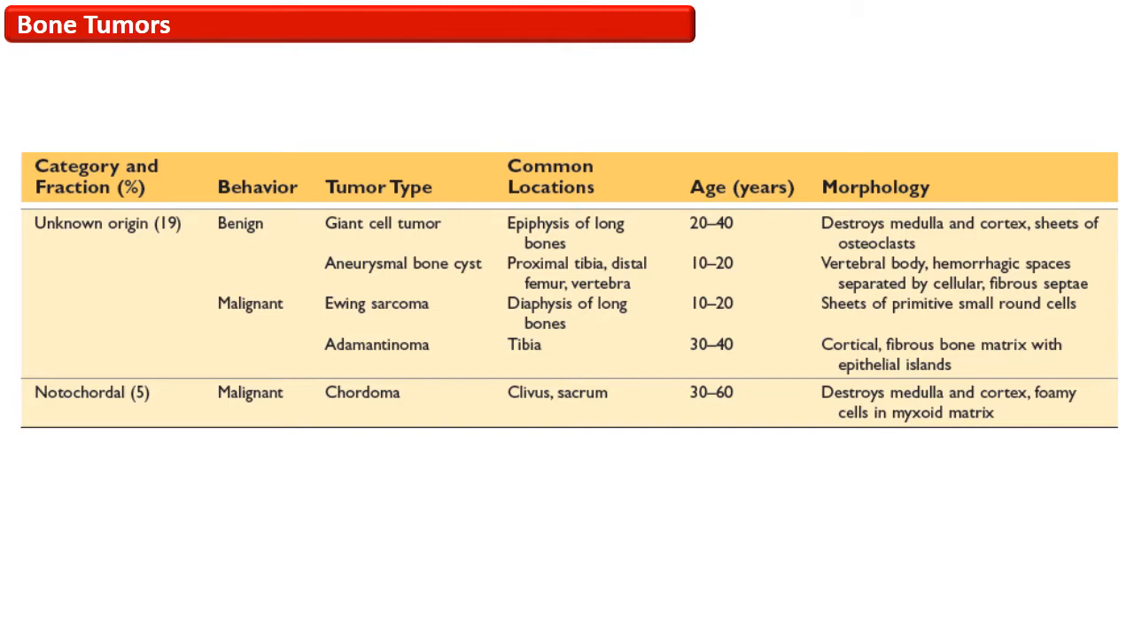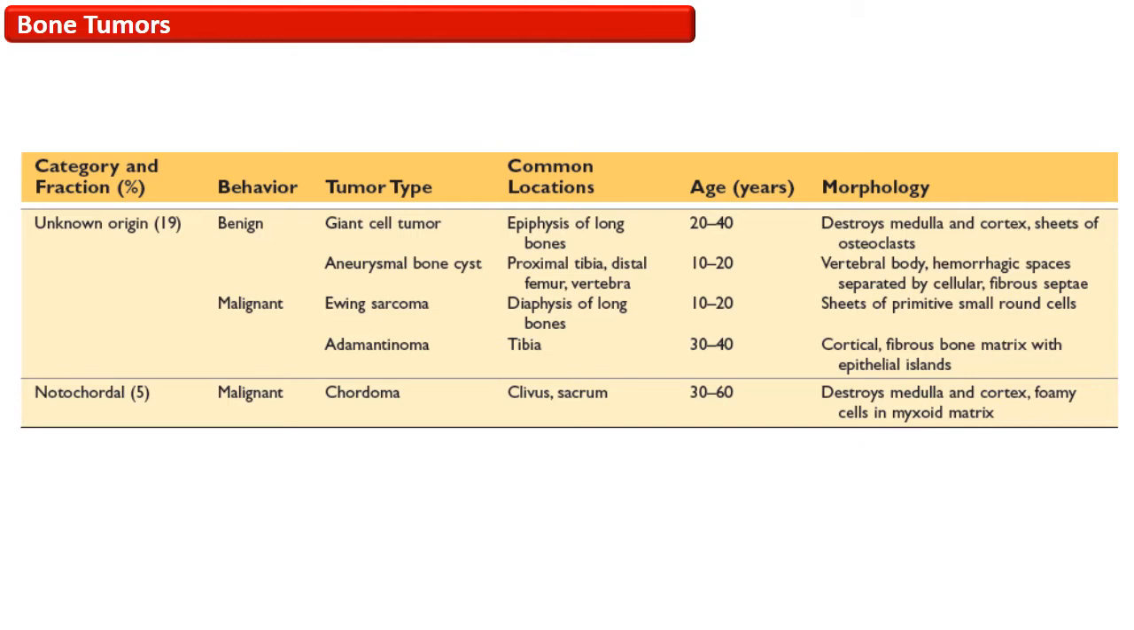The malignant tumors are Ewing sarcoma and adamantinoma. The Ewing sarcoma affects the diaphysis of the long bone, and the individuals are affected in their second decade of life. The adamantinoma affects the tibia, and individuals are affected between the age of 30 to 40 years.